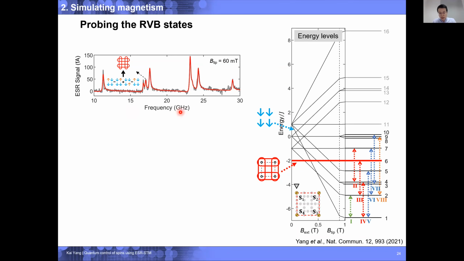Yes, because the largest frequency we can apply is about 40 gigahertz. 20 gigahertz is about 0.1 meV. So that means above about 0.2 meV, it is out of the bandwidth of our ESR-STM measurement. Then we can switch to the dI/dV measurement, which allows us to measure the large Zeeman energy because of the larger tip magnetic field.